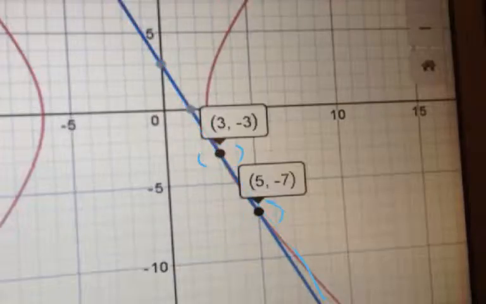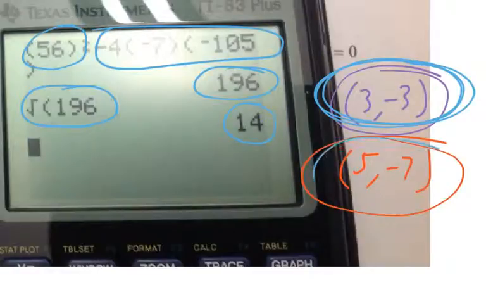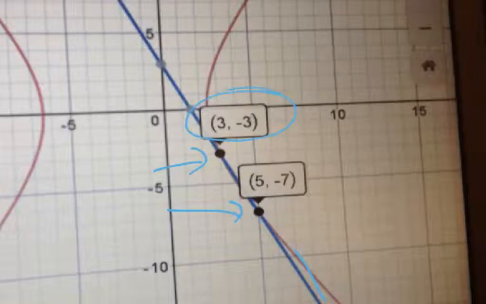Again, let me just clean this up real quick. Notice again right here, they touch at 3, negative 3, and then right there at 5, negative 7. And that's exactly what I got here, right? 3, negative 3, and 5, negative 7.